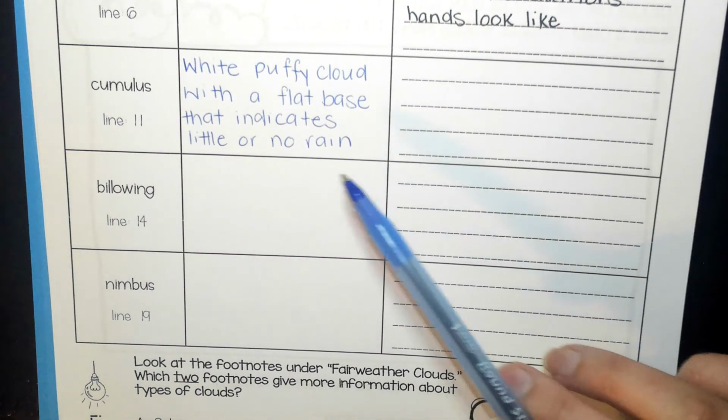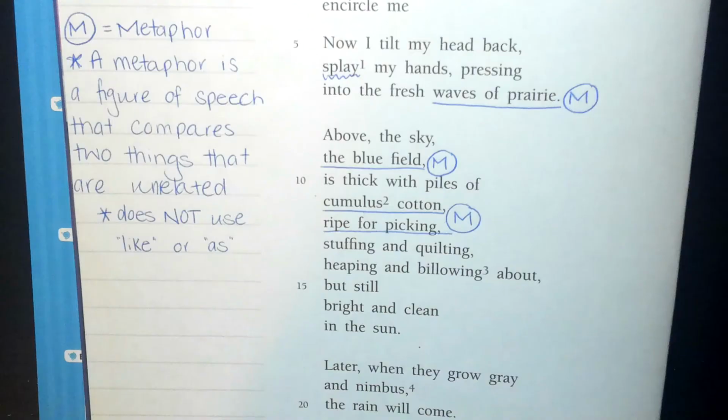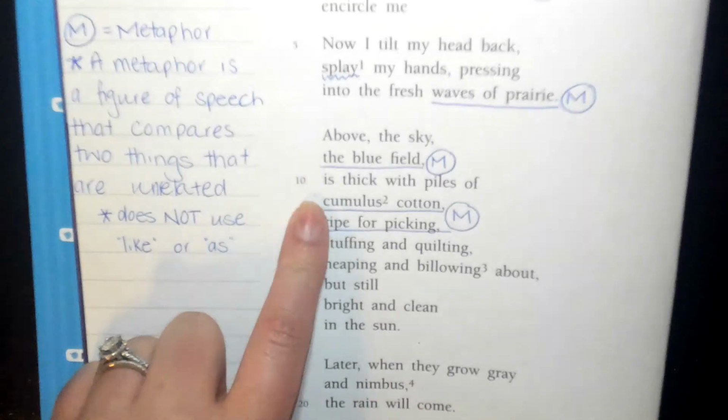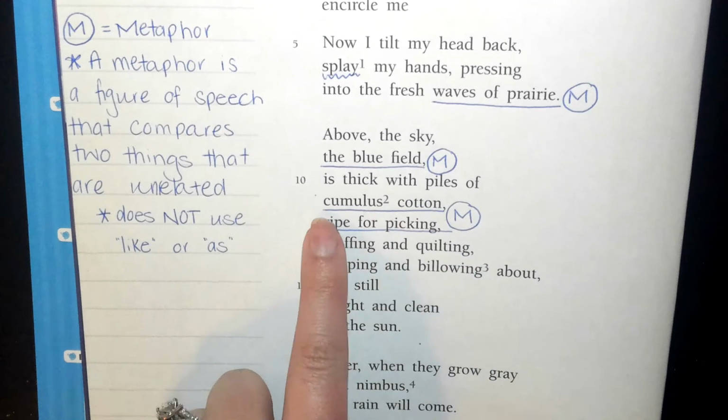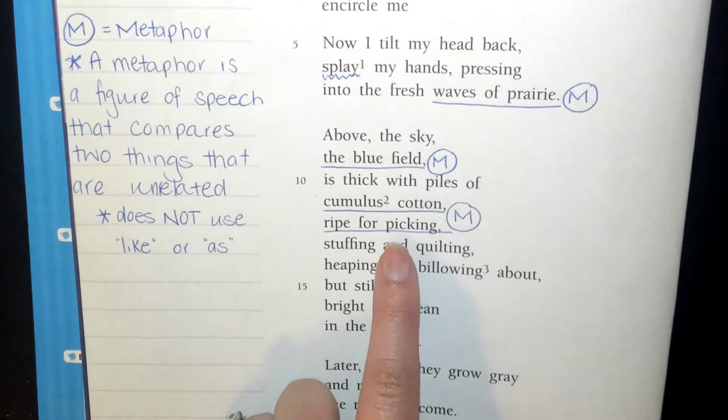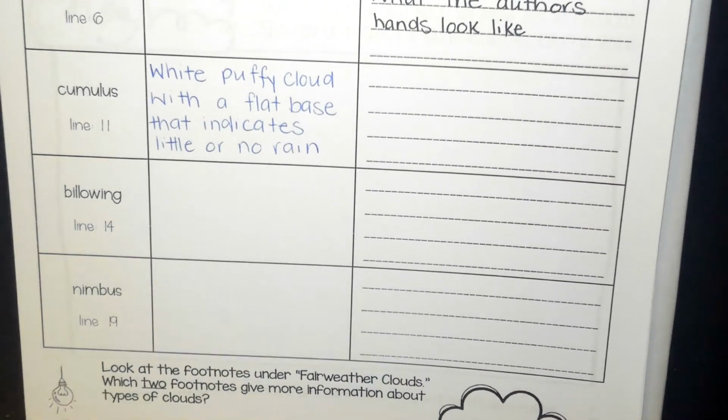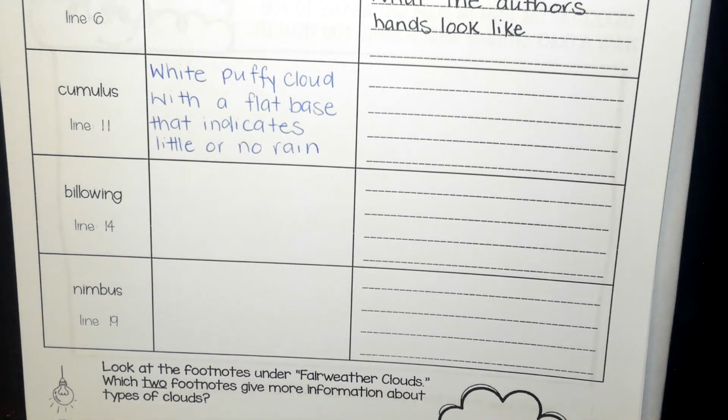And now replacing cumulus in my brain with knowing that a cumulus cloud is a white puffy cloud that's usually in the sky on a day that it's not going to rain or that the sun is out, right? That kind of paints a happy picture in your brain. So looking here, it is thick with piles of cumulus cotton ripe for picking. They're talking about the clouds in the sky are puffy that day. So what does that help us visualize? Well, it helps us visualize some puffy, nice weather clouds.